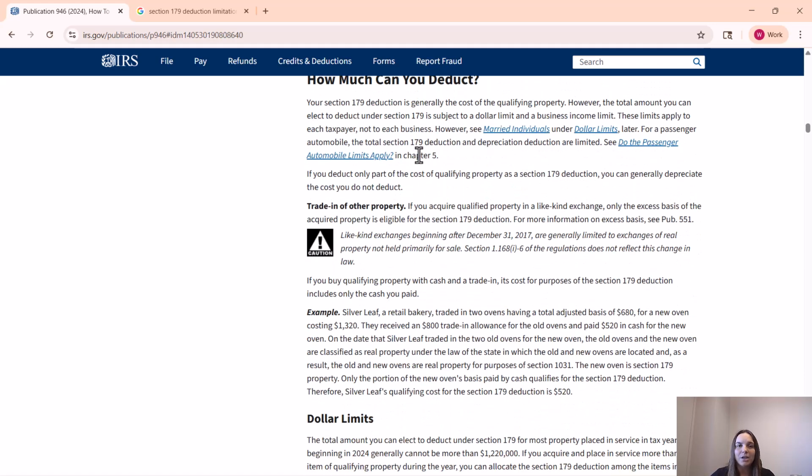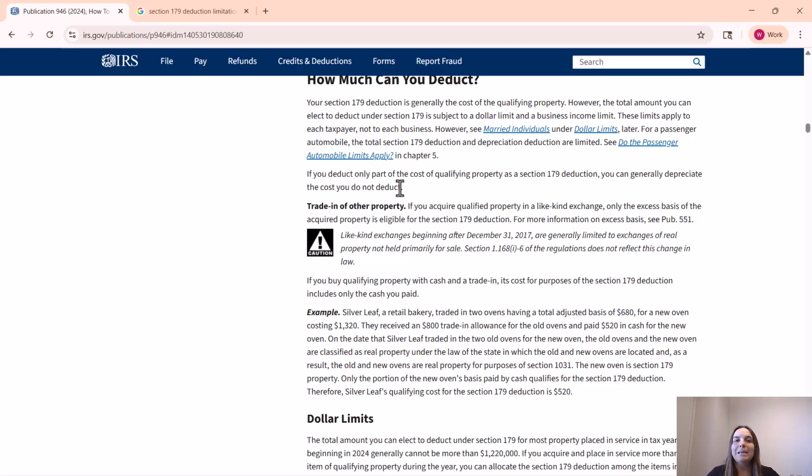Okay, how much can you deduct? So we've determined what assets we can take Section 179 on. And the assets that you can take Section 179 on are not the same as the assets that you can take bonus on. Bonus generally covers more than Section 179, okay? Section 179 tends to be more limited than bonus. Section 179 is also an election, whereas you elect out of bonus. So you elect into Section 179. Bonus depreciation is automatically applied and you have to elect out of it.